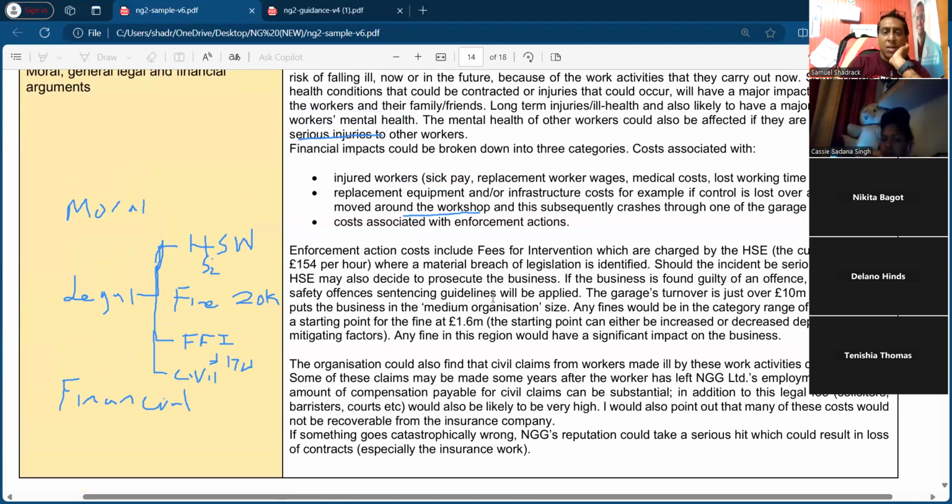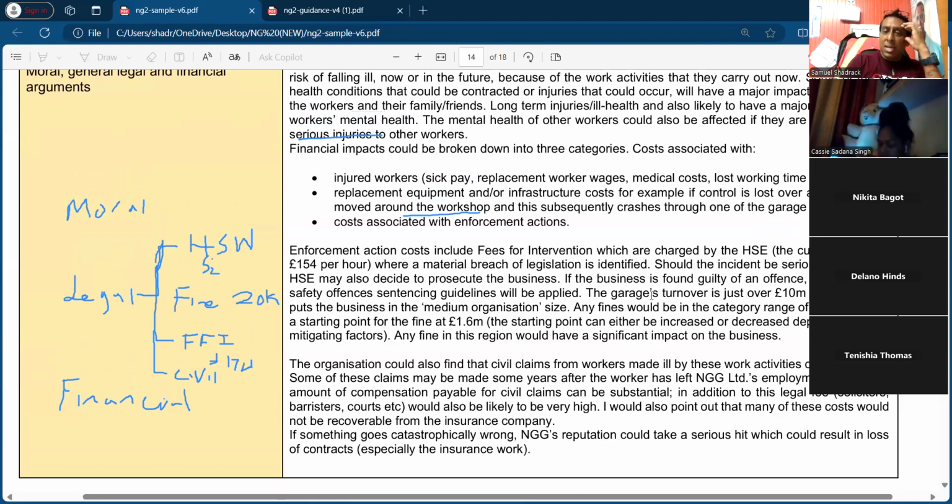So enforcement action costs include fees for intervention, which are charged by the HSE. The current charge, remember, it went up this year, April, every year it goes up, is £174 now. Where material breach of legislation is identified, right? Like I could still put there, the employer has a duty under the HSW Act, Section 2, to provide safe access and egress.